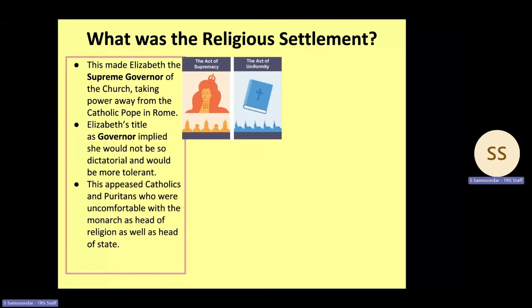She calls herself the supreme governor of the church, so that it doesn't sound like she's directly challenging the Pope. Remember, she's trying to get Catholics on side here, so she doesn't want to be seen putting herself up against the Pope to dissuade Catholics from supporting her. That's the first key law.